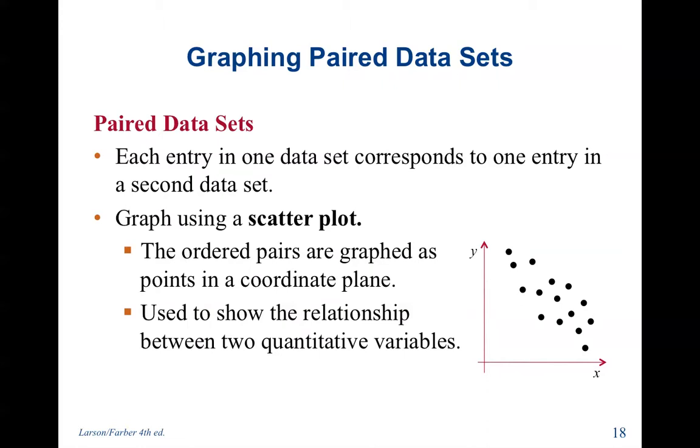So this is a scatter plot, and we are going to create a lot of these. The ordered pairs are graphed in the coordinate plane, and they're used to show a relationship. As you can see, the dots are all going down, so it's a negative relationship, but still a good relationship.